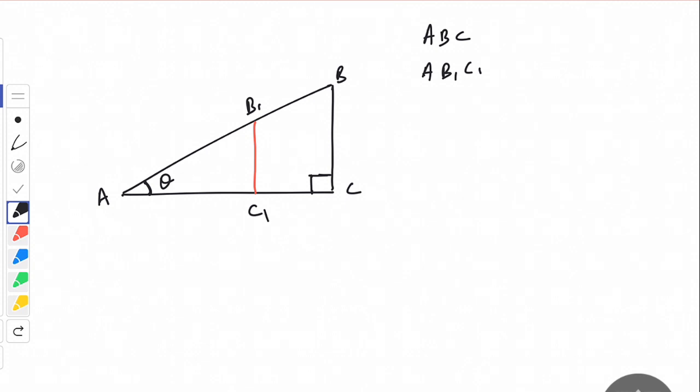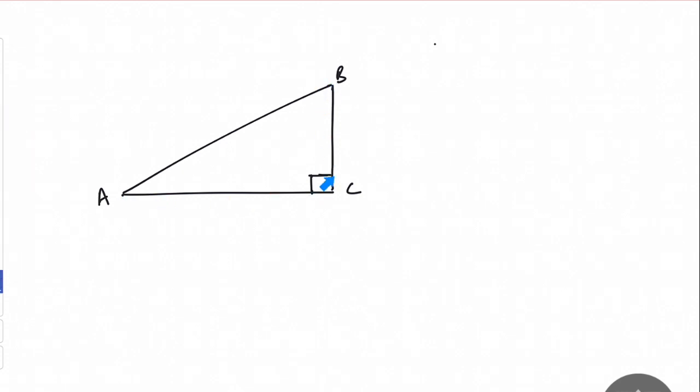Now it turns out that if I take the ratio of two sides, AC... let me actually make it simpler. I'll just take the triangle ABC now. First of all, we'll give names to all these sides. When you have a triangle like this, there are two sides here. There is this side BC and this side AC, and the angle between them is 90 degrees.